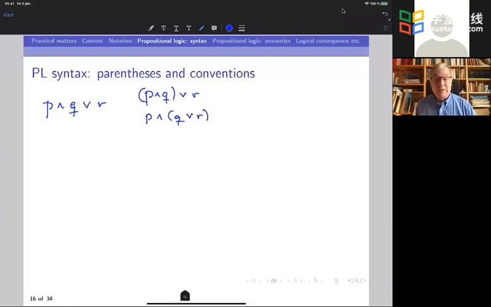So if I write without parentheses, it's syntactically and semantically ambiguous because these 2 formulas with the parentheses mean different things. The first one says that either P and Q holds or R holds, and the second one says that P holds and either Q or R holds. Those are different claims. Now, are these formulas according to the definition we just saw? No, because if you strictly follow that definition, you should have written like this.